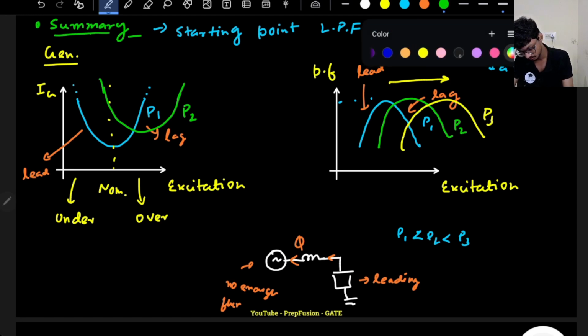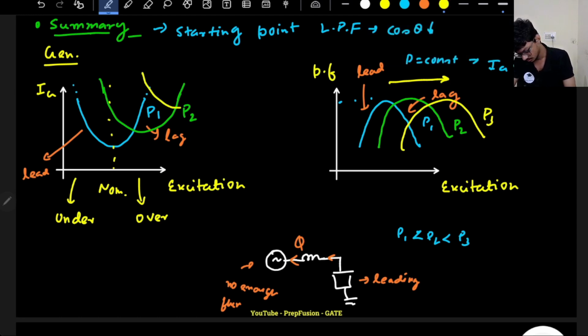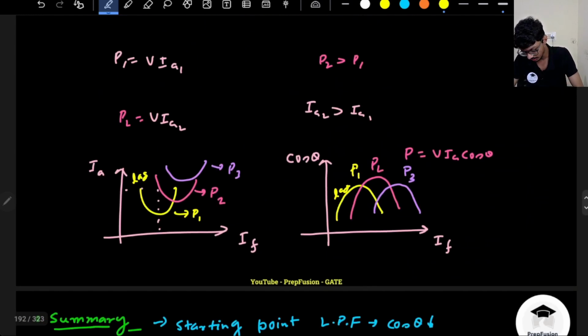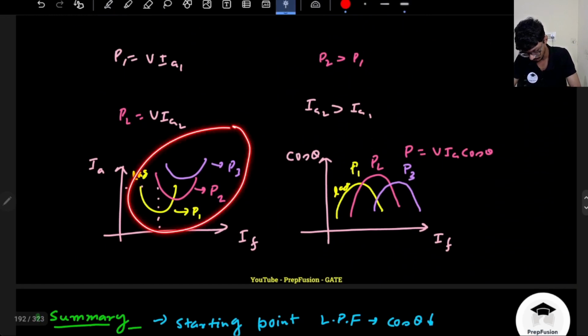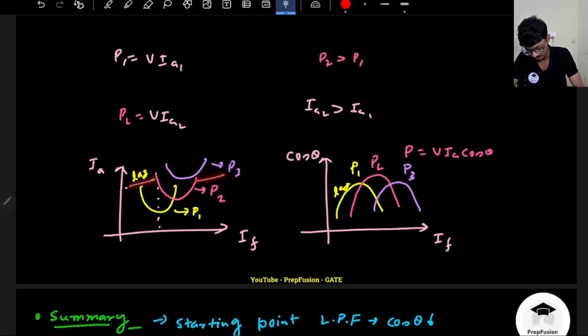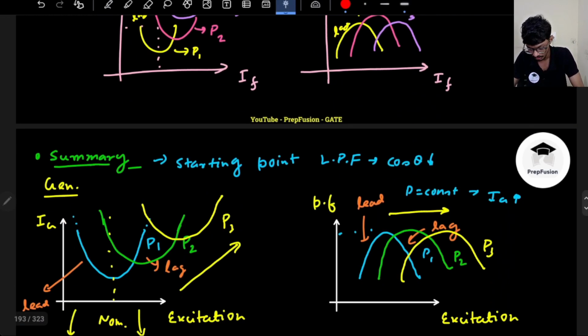Okay, so that's how the graphs will move. For the generator, as I have just discussed, this one will be lag, this one will be lead. Right hand side will be lead, left hand side will be lag. So that's how you remember.